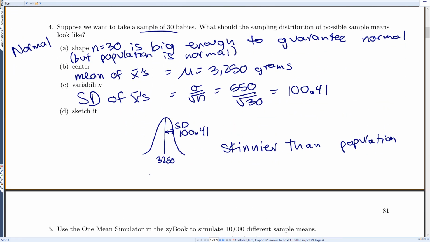And remember, this is for all the possible sample means, x bars. So it's not individual values, it's the possible sample means.